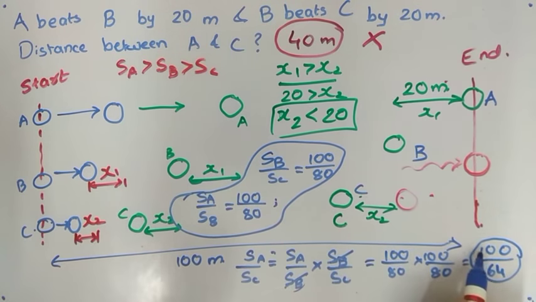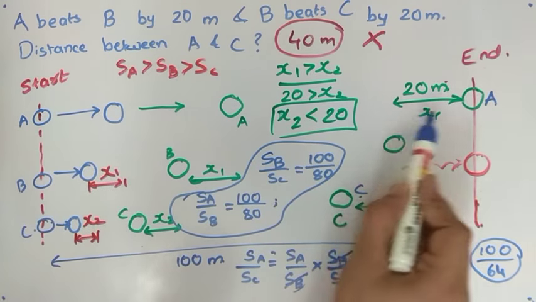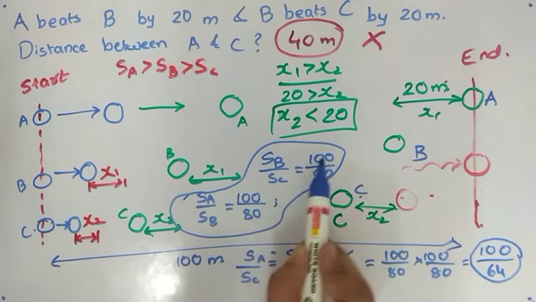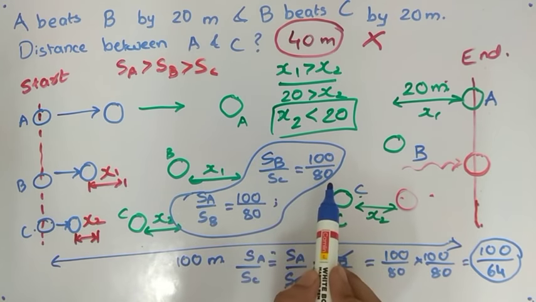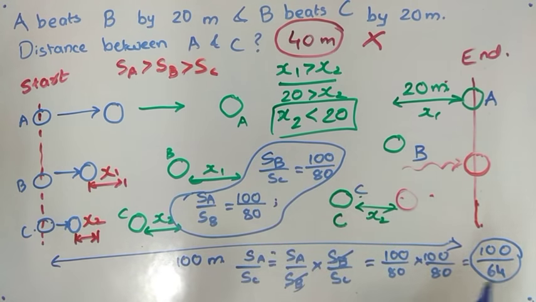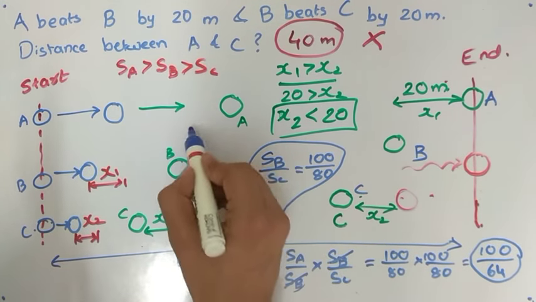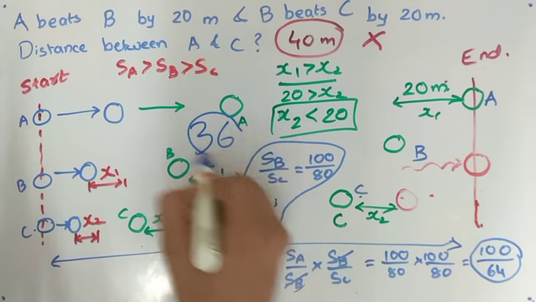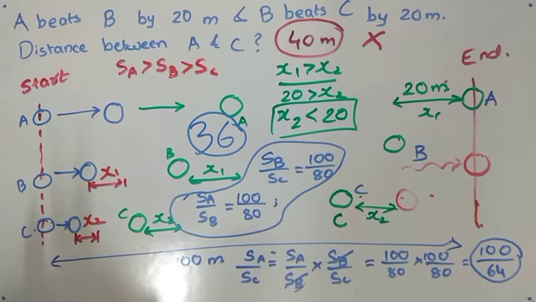So by the time A has reached 100 meter, B would have gone only till 64 meter. Therefore the distance between A and C is 36 meter.